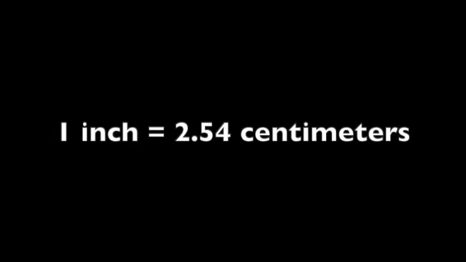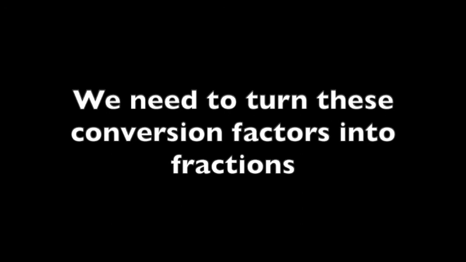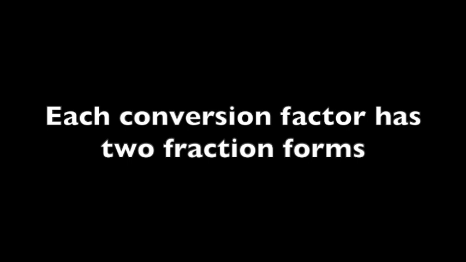When we convert between units, the first thing we need is a conversion factor. And here are some examples of conversion factors. 1 meter equals 100 centimeters. 1 inch equals 2.54 centimeters. 1 minute equals 60 seconds. These are all conversion factors. In order to convert from one type of unit to another, we need to turn these conversion factors into fractions. Each conversion factor has 2 fraction forms that we can make.